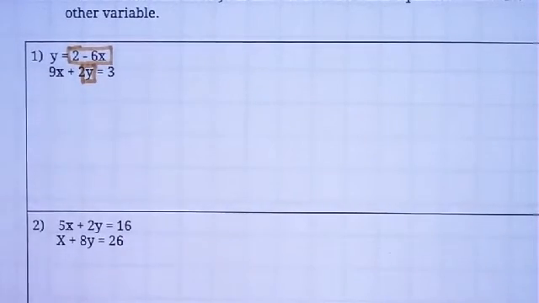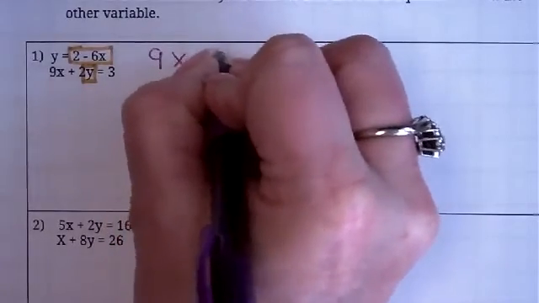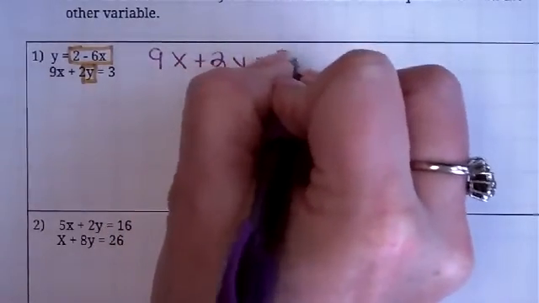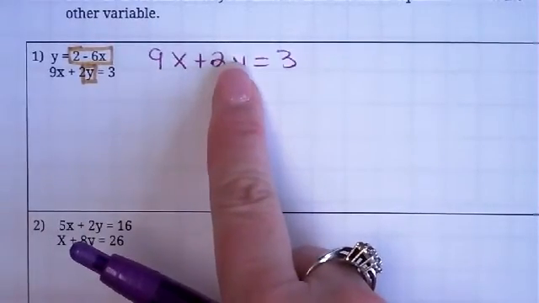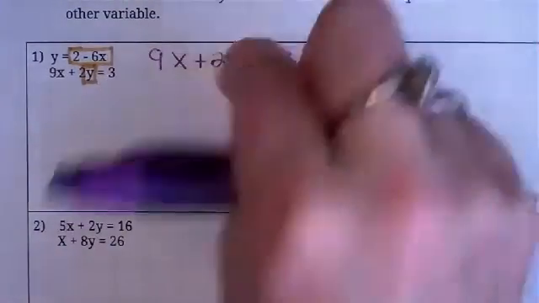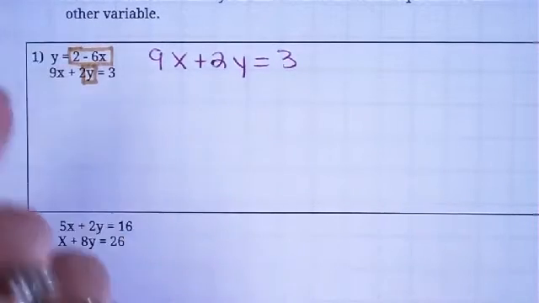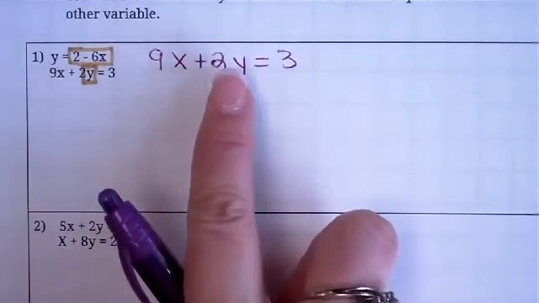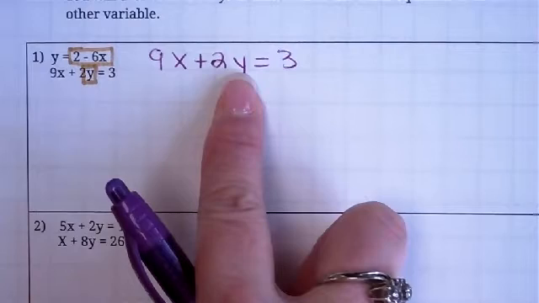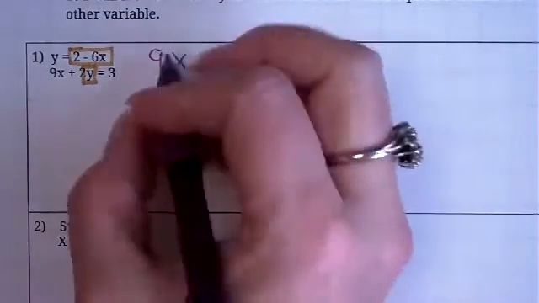Now let me show you what I'm talking about. I'm going to start with the 9x plus 2y equals 3, okay? I'm going to take this y right here. I'm going to pick it up, pluck it out, throw it away over to the side. But in its place, I'm going to pick up this box right here and put it in that spot. I'm going to substitute it. Okay, now what is that going to look like? Watch what I'm doing.